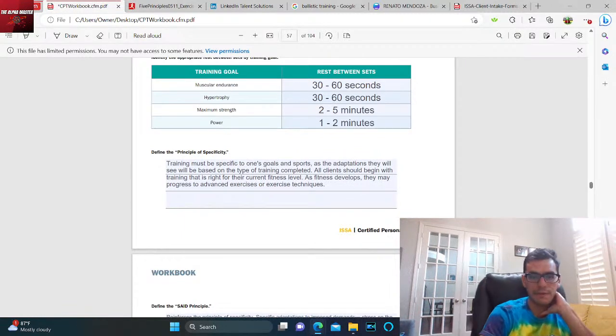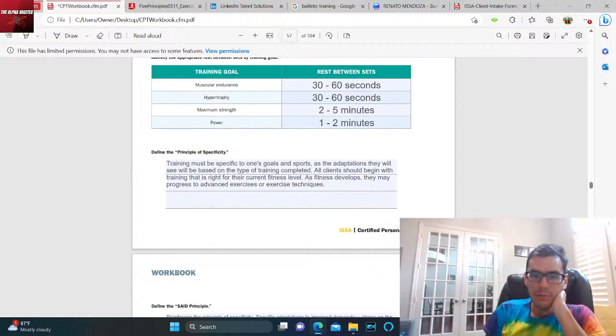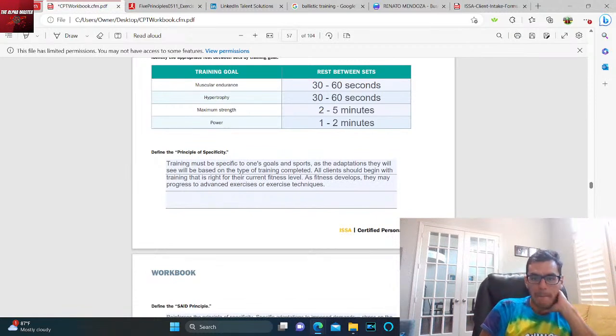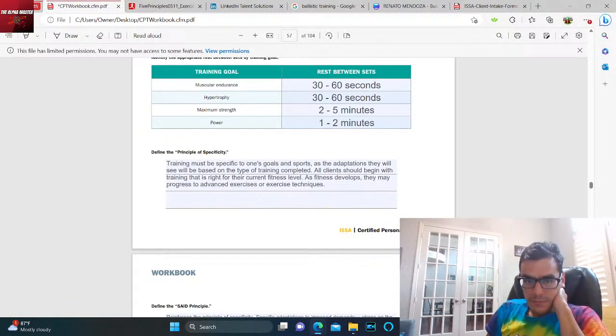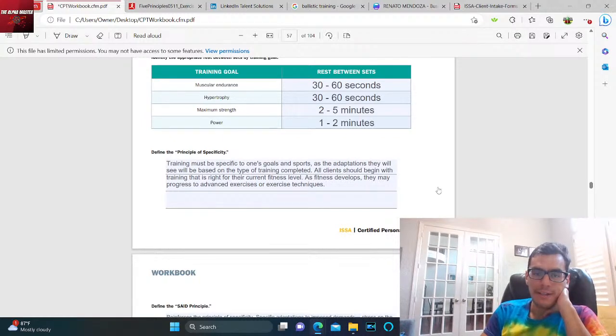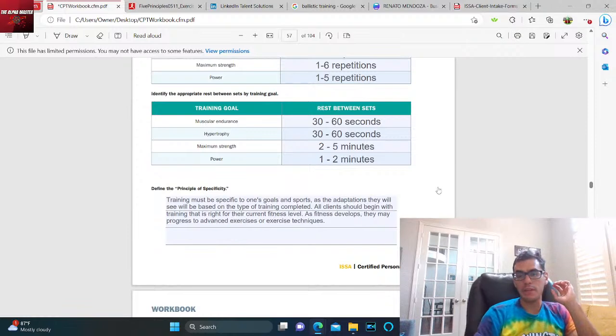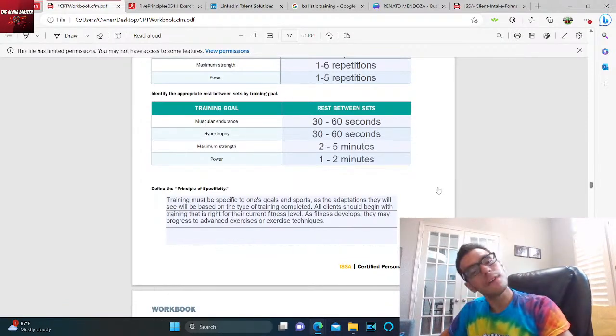First is going to be the principle of specificity. Define the principle of specificity. Training must be specific to one's goals and sports, as the adaptations they will see will be based on the type of training completed. All clients should begin with training that is right for their current fitness level. As fitness develops, they may progress to advanced exercises or exercise techniques.